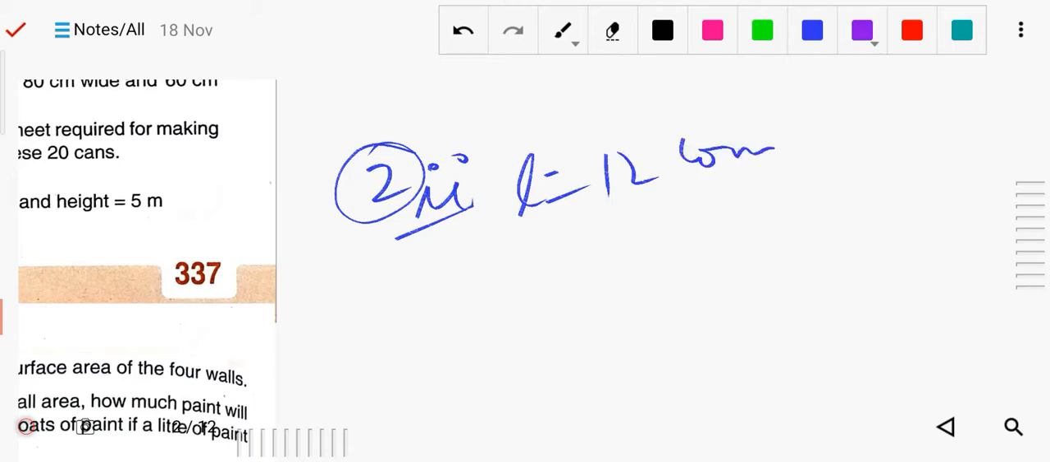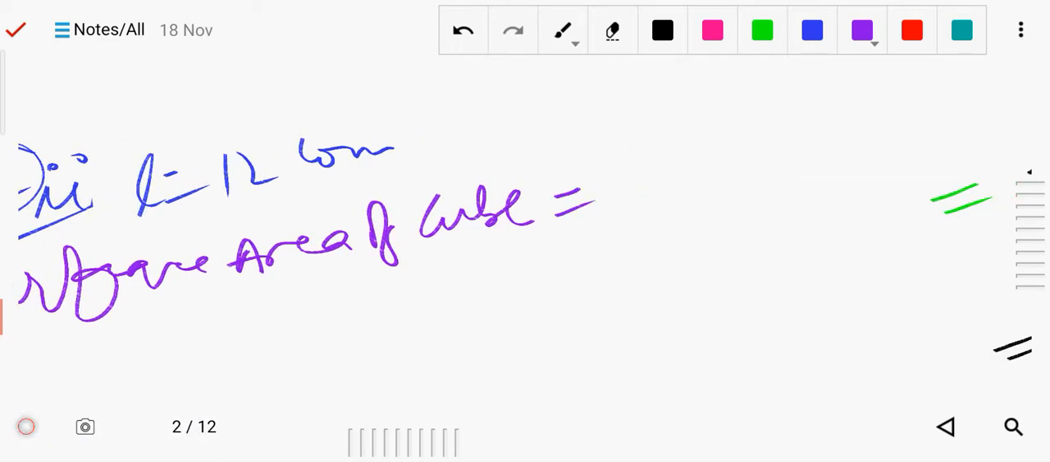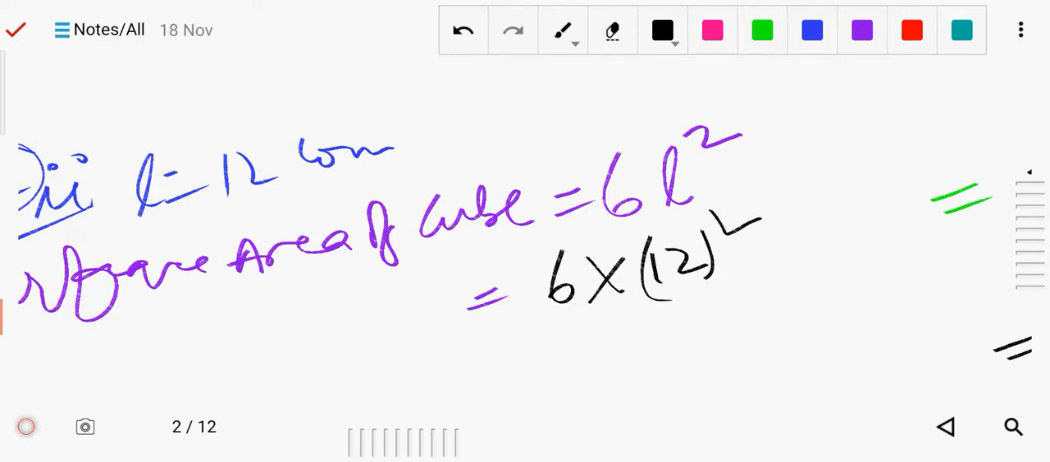First of all, you have to write the formula. What is the surface area of a cube? It is 6L square. Now what is the value of L? L is given as 12, so 12 square, and it will be in centimeter square.